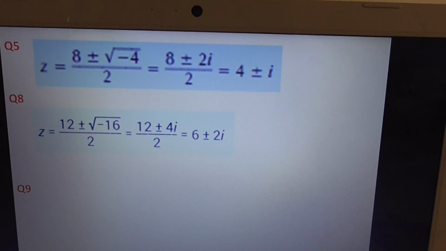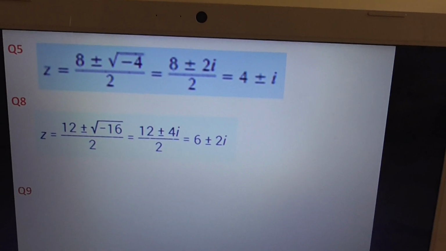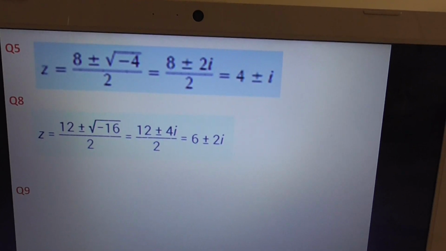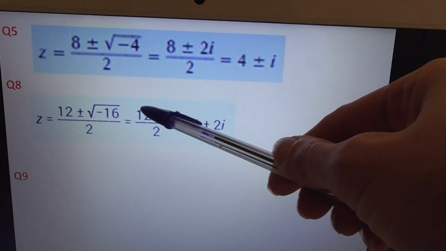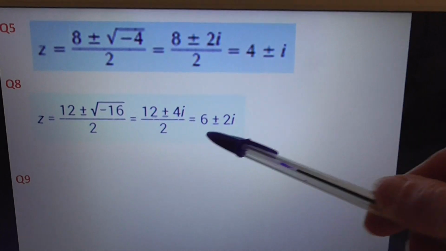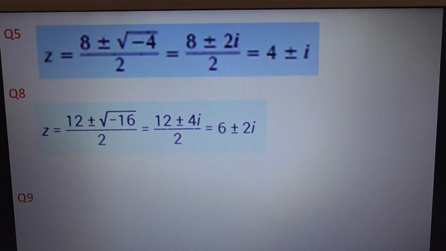Question 8, same thing again. Solve the quadratic and give your answer in rectangular form. So again, divide it up, it's 12 over 2 plus or minus 4i over 2. You should get out 6 plus or minus 2i.